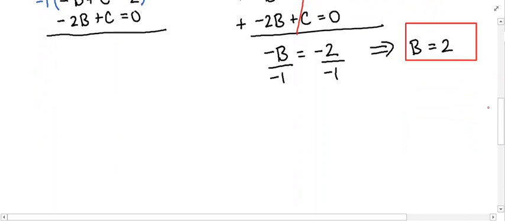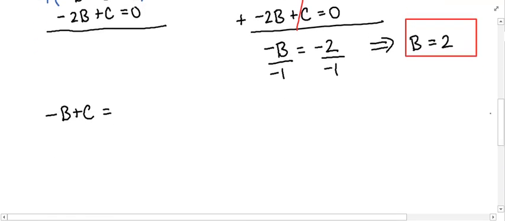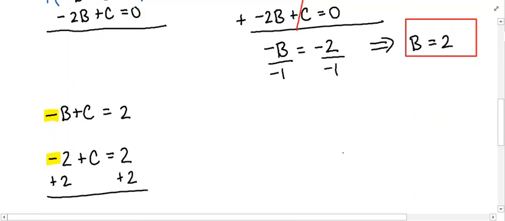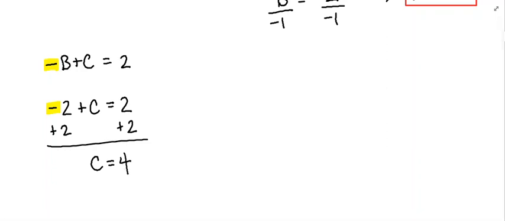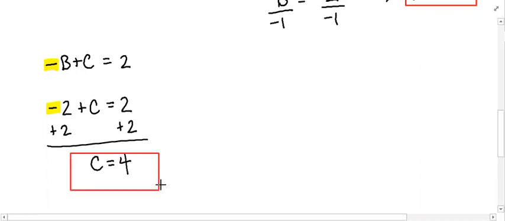So negative b plus c has to equal 2. I know b is positive 2. Be careful here. This negative sign is going down here. Then you replace b with positive 2: negative 2 plus c has to equal 2. This allows us to solve for c, so I'm going to add 2 to both sides. This is going to tell me that the c value has to be 4. So we're almost done. We just need the a value.